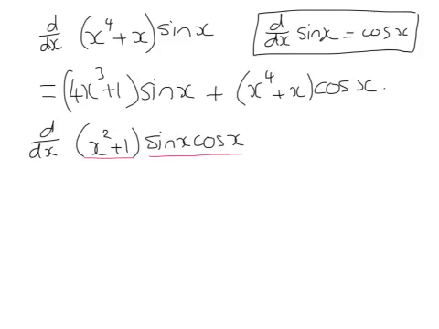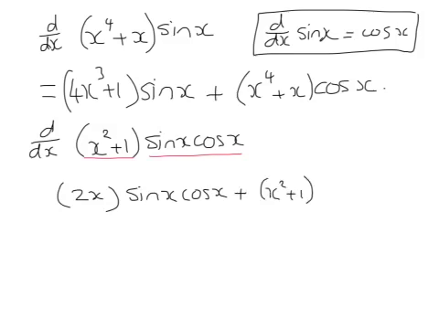I'll tell you what, we'll do it the easy way first. So let's have sine x cos x waiting while x squared plus 1 gets differentiated, and then we'll put plus, and then x squared plus 1 can wait because it's had its turn while, let's think about this separately, we differentiate sine x cos x.